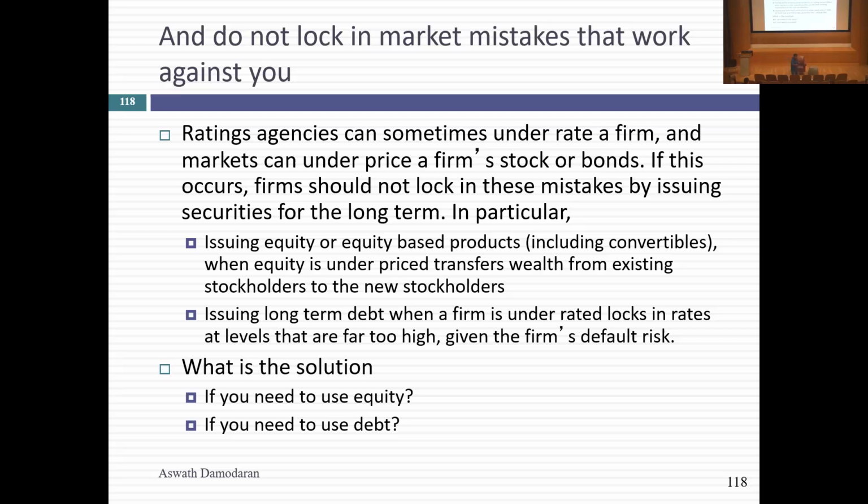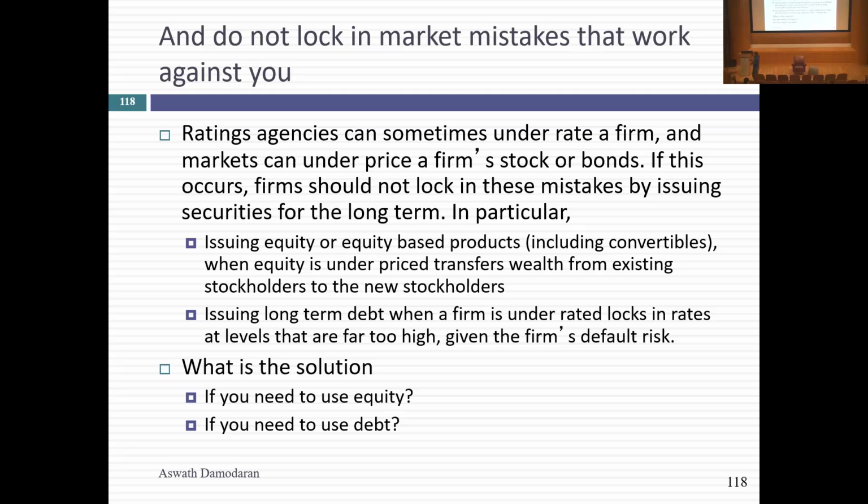Remember, you're at the last stage of the process, right? You went through your projects and you figured out that the best debt for you was long-term fixed rate debt, and you're going to issue the bonds. But right now you're rated BBB, but you think you should be rated A+. If you issue those 30-year bonds or 10-year bonds or 20-year bonds today, think of what's going to happen. People are going to price these bonds as if you're a BBB rated company. They're going to pay you a lower price than they should. You're leaving money on the table, right? Because you're locking in a market mistake that works against you for the next 30 years.